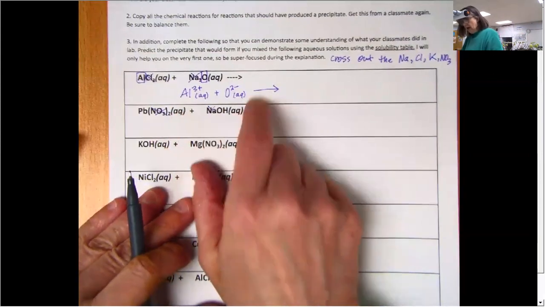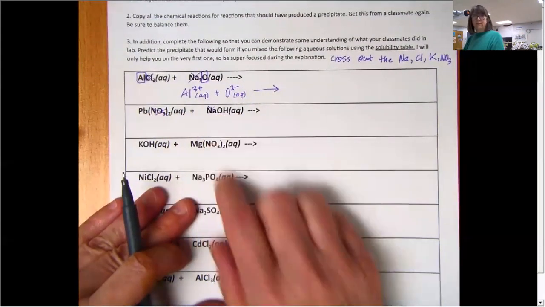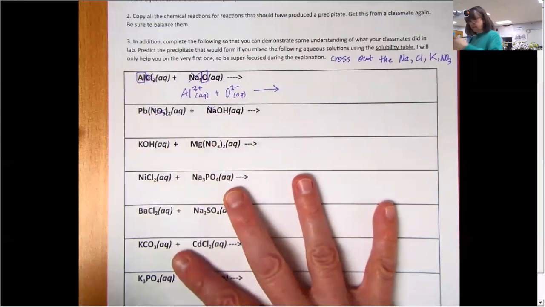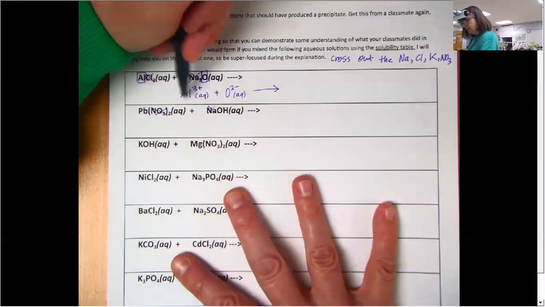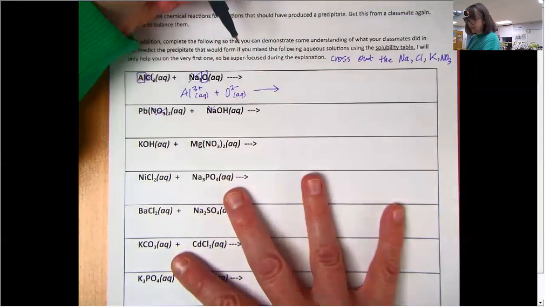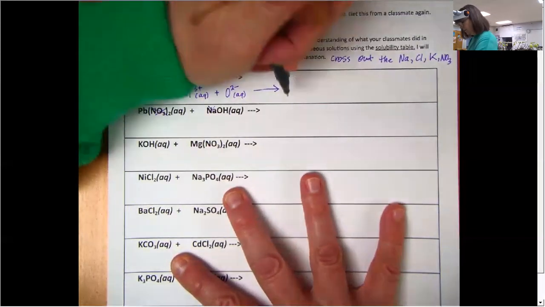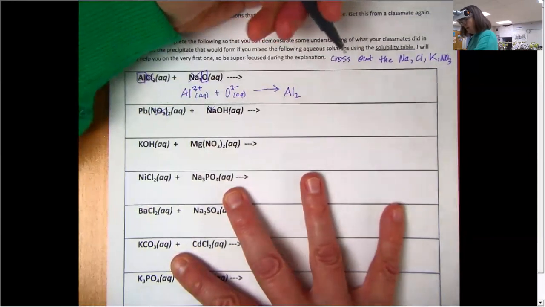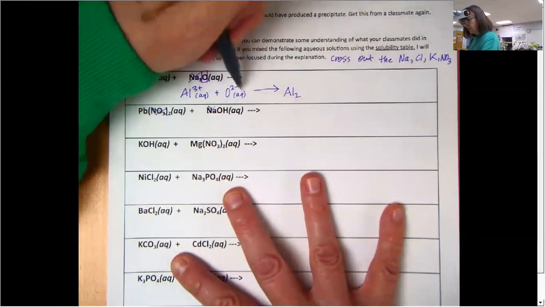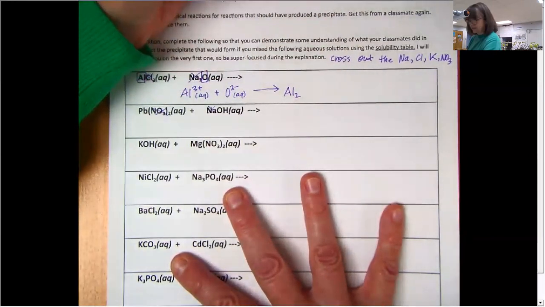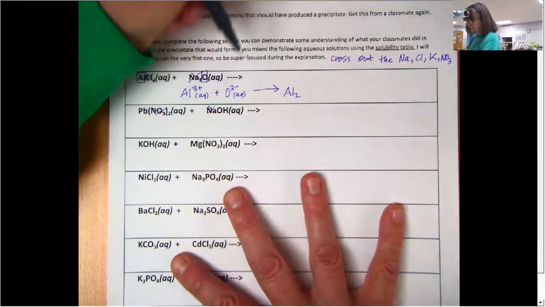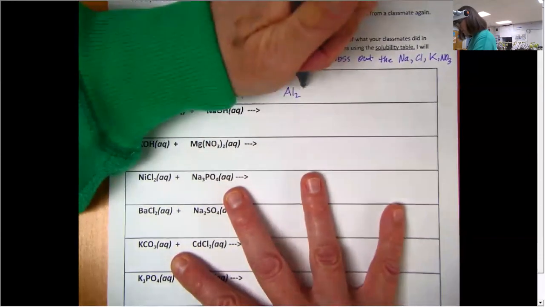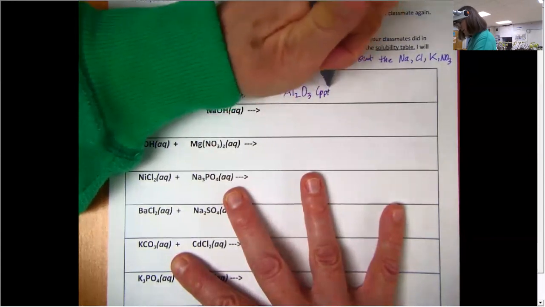Well, I can't just change one of these, but my least common multiple is 6. So what would I have to multiply aluminum by to get to +6? 2. So 2 aluminums, that's +6. And what would I have to multiply oxygen by to get to -6? Well, -2 × 3 = -6. So I need 3 oxygens. And then that will be my precipitate.